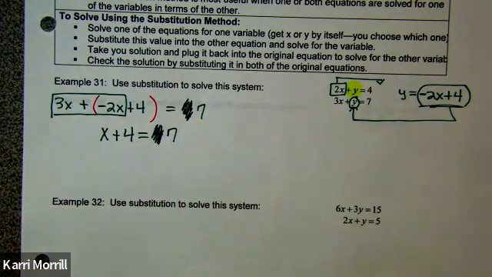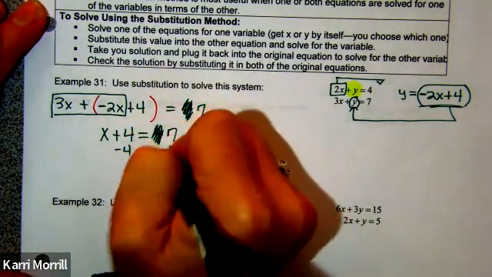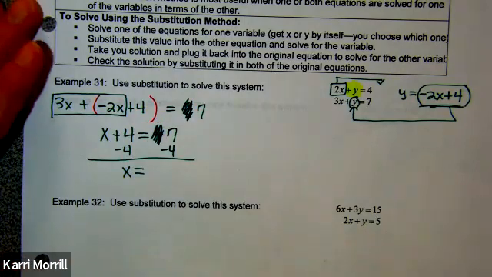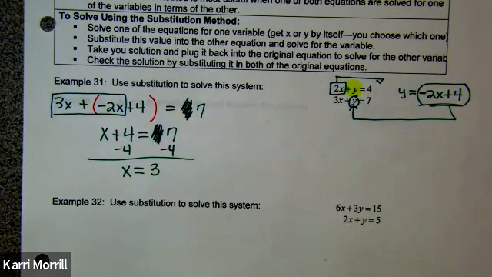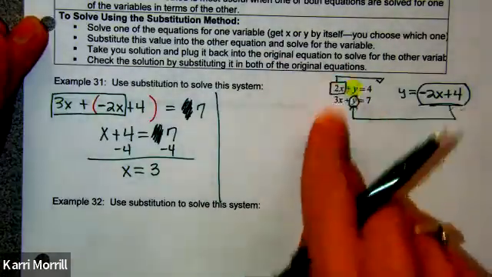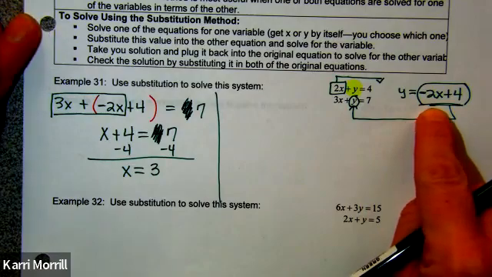What do we do now to get x by itself? Subtract 4. So x equals 3. Once you find the value of one of your letters, sometimes you'll find the value of x, sometimes you'll find the value of y first. It just depends on what you isolated. Then you can go find the value of the other by using either original equation. I would plug it into this one because that would be the easiest math.